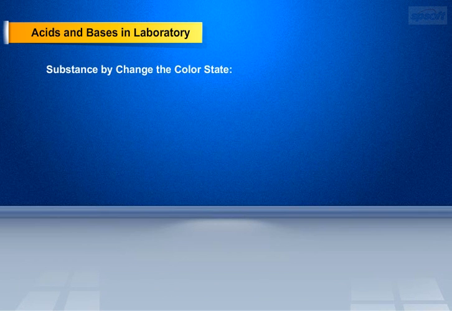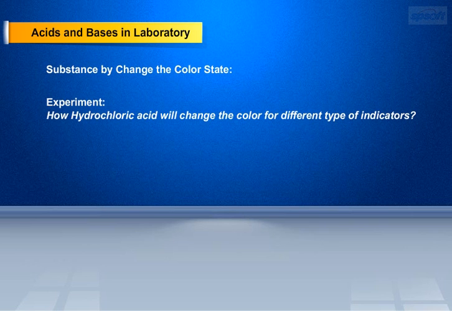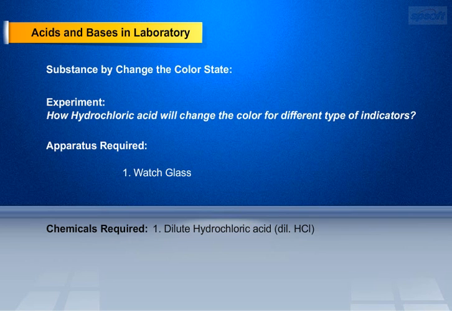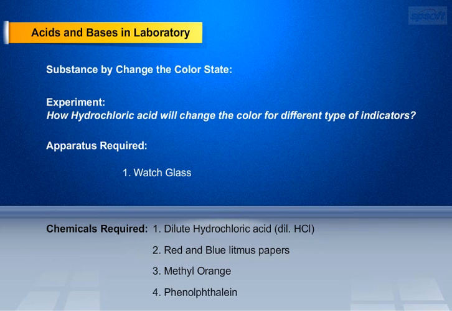First, let us do an experiment to understand whether the state of the substance or solution changes by color. Here, we will see how hydrochloric acid will change the color for different types of indicators. For this experiment, the apparatus required is a watch glass. The chemicals required are dilute hydrochloric acid, red and blue litmus papers, methyl orange, and phenolphthalein.